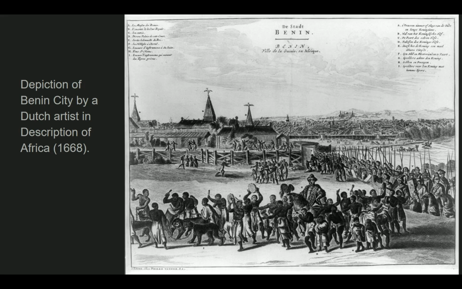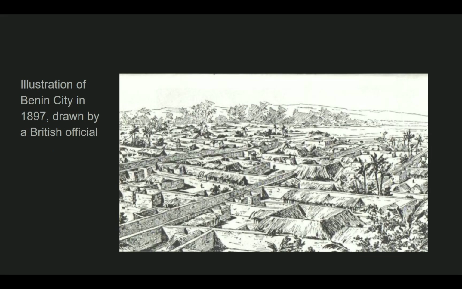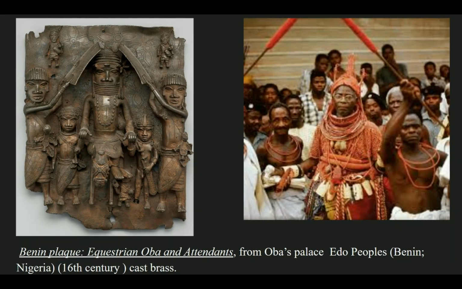So this community was a kingdom under the Oba. We have early drawings of it. Expansive before they were conquered. So our equestrian statue of the Oba with his attendants.